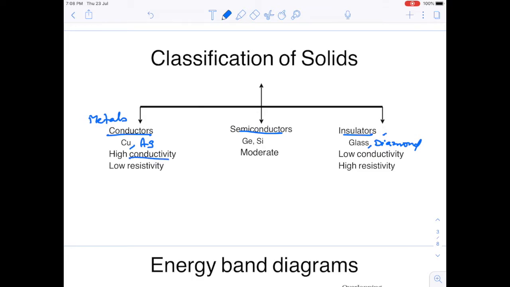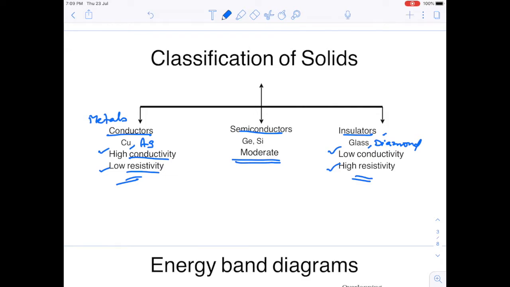Now, on what basis is this classification done? Based on conductivity or resistivity. Metals have high conductivity and low resistivity, and insulators have low conductivity and high resistivity. They offer very high resistance; they cannot conduct electricity. Semiconductors are the materials which have moderate values of conductivity and resistivity. That means they fall in between conductors and insulators.